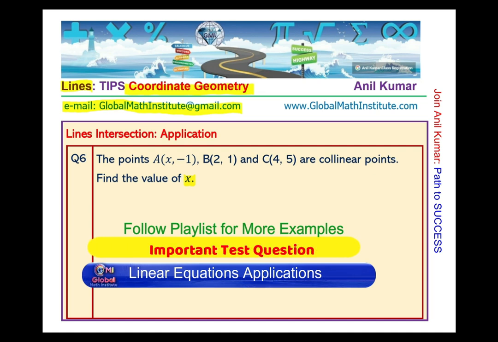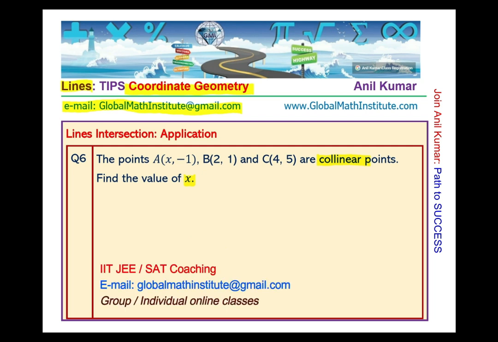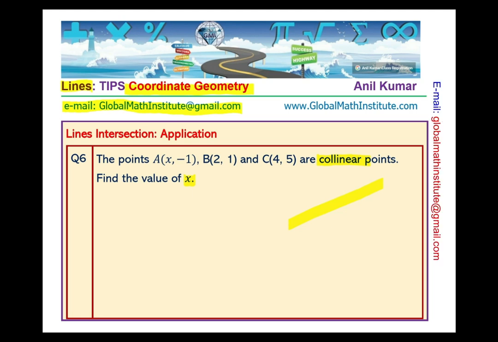Now let's try to understand the one word which is collinear, which sometimes creates problem in solving this problem. Collinear means in a straight line. All the 3 points are on a straight line. That is what it means.